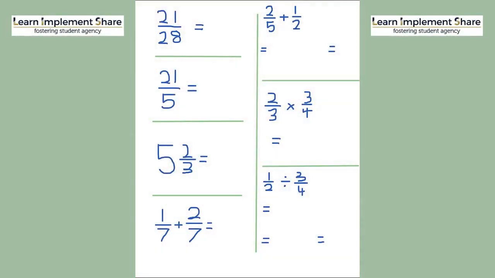Here we go, starting top left. We need to learn how to simplify fractions. To do that, we find common factors in the numerator and the denominator. In this case, the common factor is 7. We divide 7 into each, and that's why we end up with 3/4.